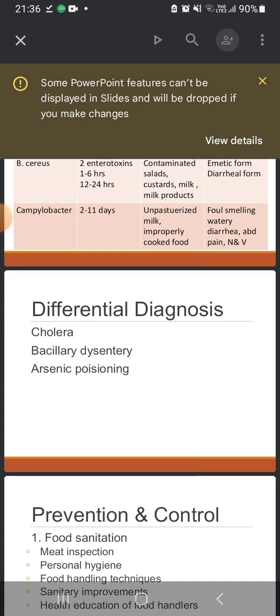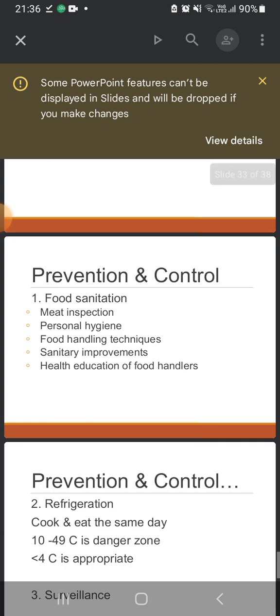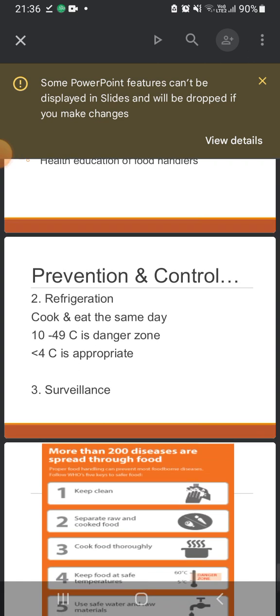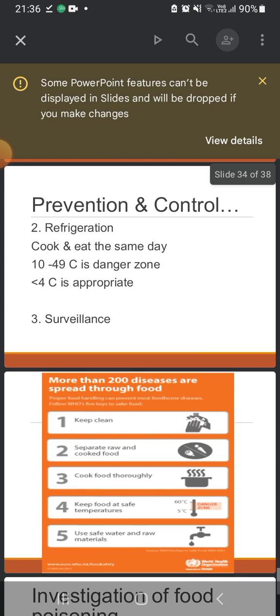The differential diagnoses: cholera, bacillary dysentery, arsenic poisoning. How do we control and prevent it? Food sanitation, meat inspection, personal hygiene, food handling techniques, sanitary improvements, health education of food handlers, and refrigeration. Cook food on the same day. 10 to 49 degrees Celsius is the danger zone. Less than 4 degrees Celsius is appropriate.